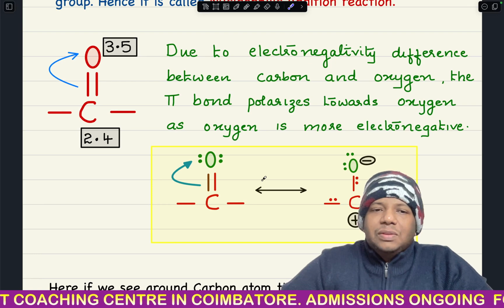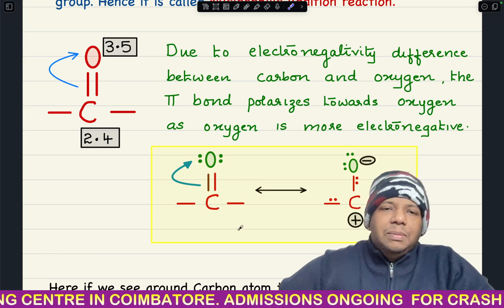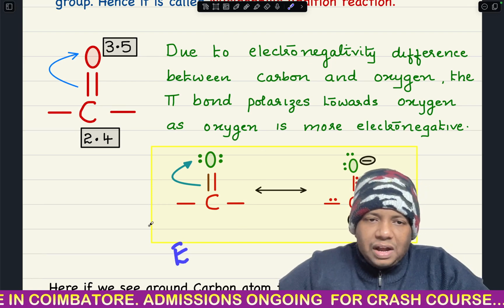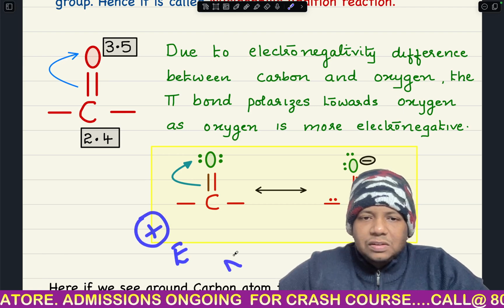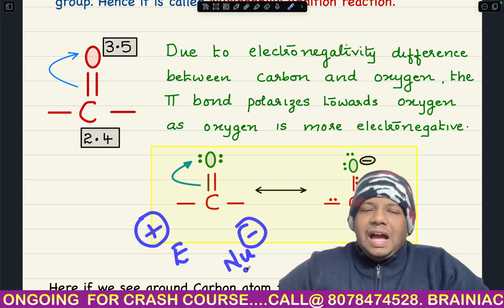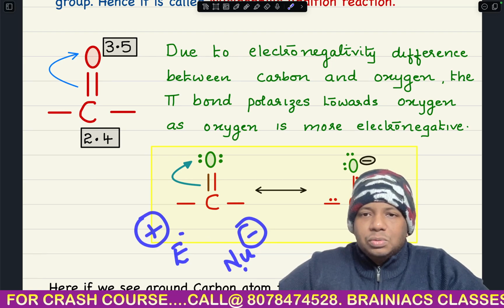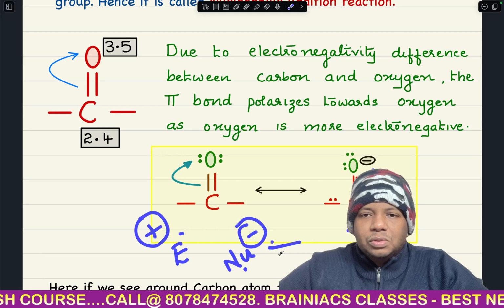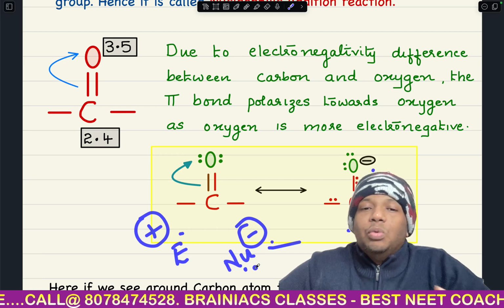Now I can say that if this is the situation, then tell me if an electrophile and a nucleophile are present. Think like this: an electrophile and a nucleophile are present. I know that an electrophile can move towards a negative charge and a nucleophile can move towards a positive charge. But still, who will attack first?